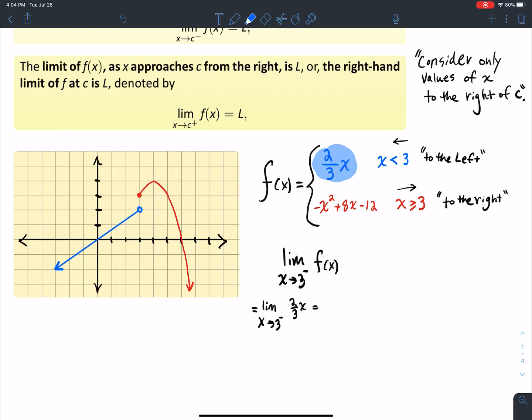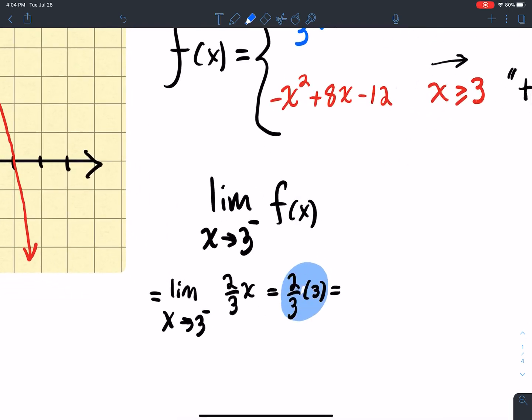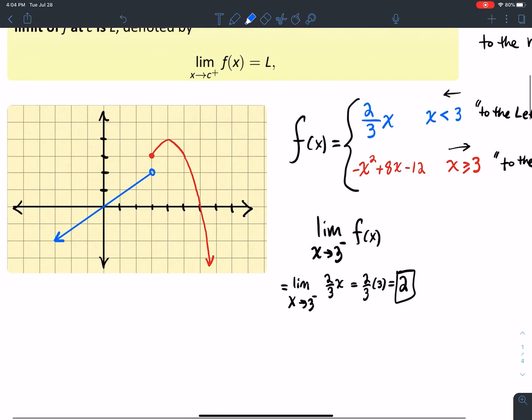All right, so I'm going to plug that in for my f of x. Everywhere I see an x, I'm going to put in a 3. When I do this, what do I get? I get 2/3 times 3, which gets me 2. Does it make sense that this limits to 2? Yeah, I think so. That looks like 2 to me. So that limit is 2.